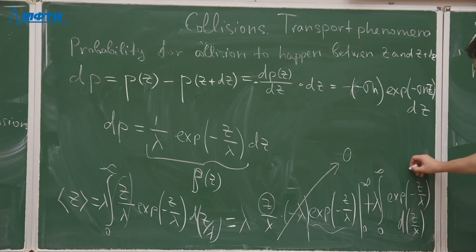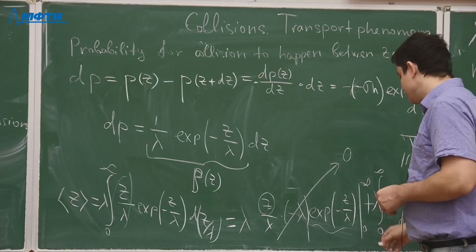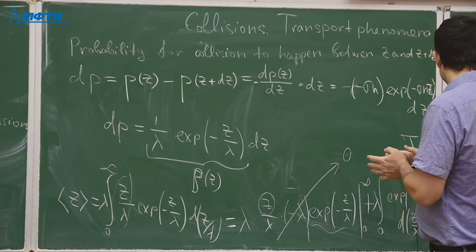So in the end, I get that the average distance traveled in between two collisions is indeed equal to lambda, the mean free path, which we have introduced at the very beginning of our lecture. Okay, so that concludes the part about the collisions. Next, we are going to consider the transport phenomena.